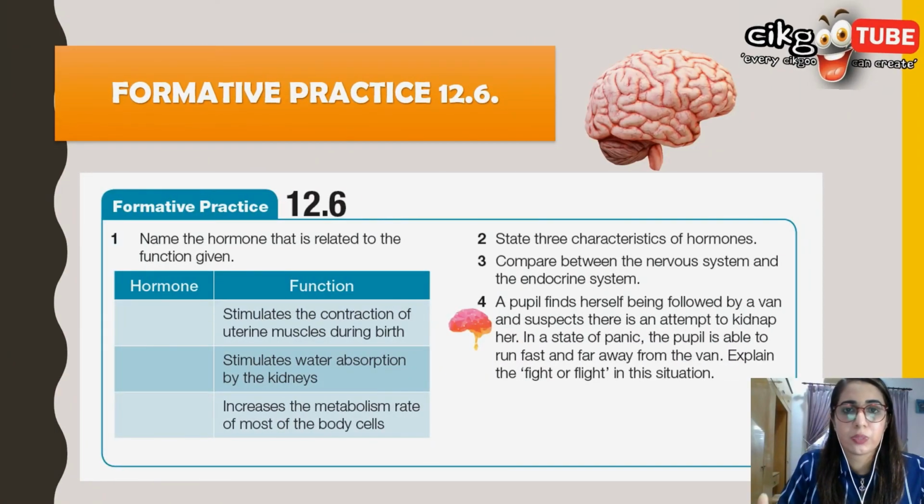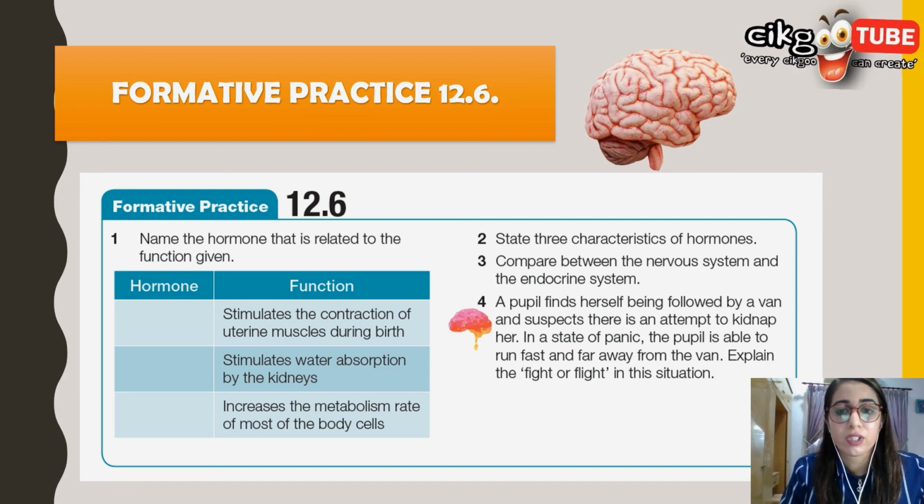Okay, so we are done with that. Once you are confident, you can continue to do formative practice 12.6, where they ask you to name the hormone that is related to the function given. So they give you the function, you detect the hormone without looking at the book, of course. Then number 2, state 3 characteristics of a hormone. Then you compare between the nervous system and the endocrine system. You can use the chart given.